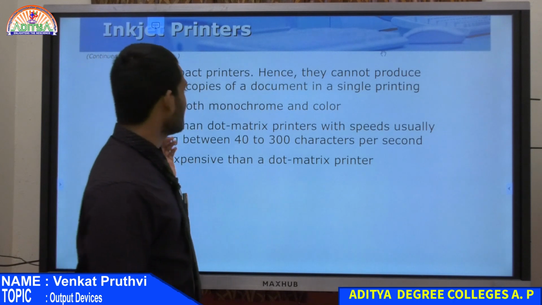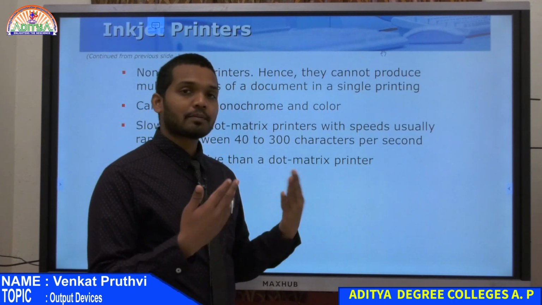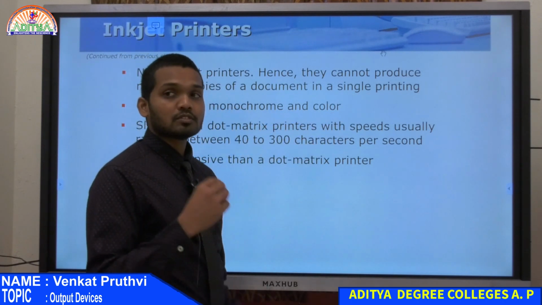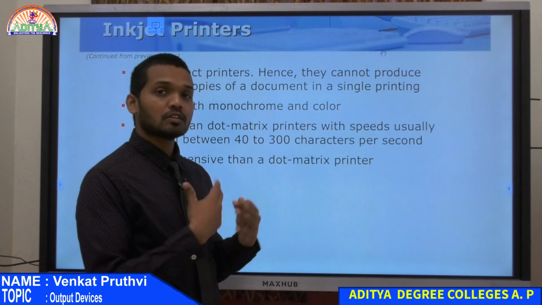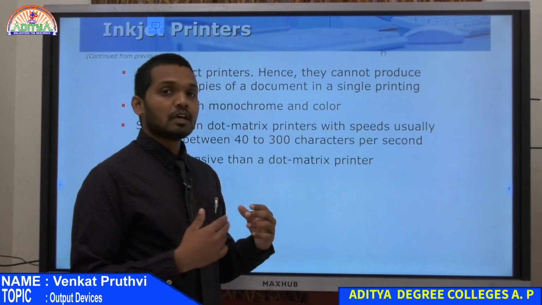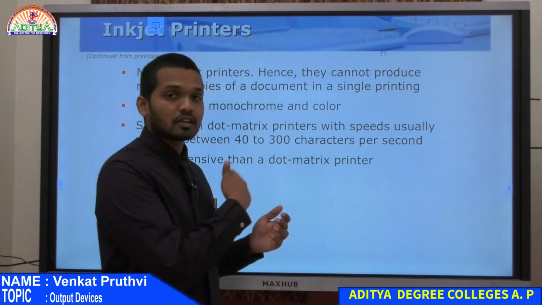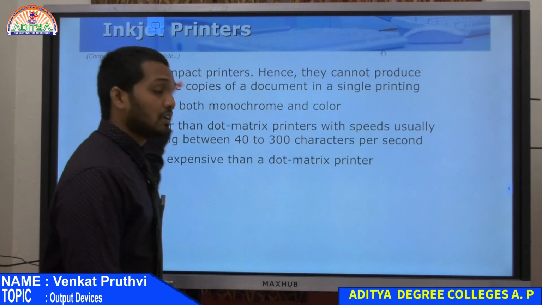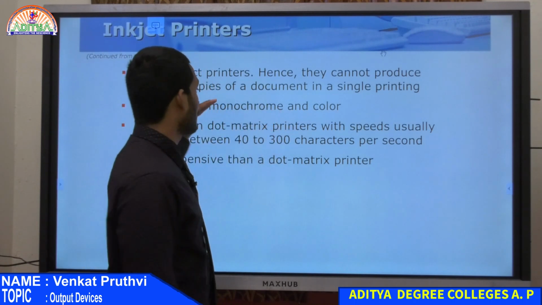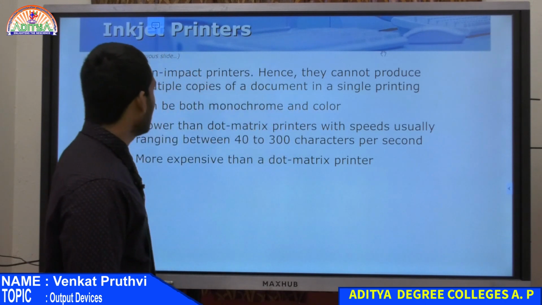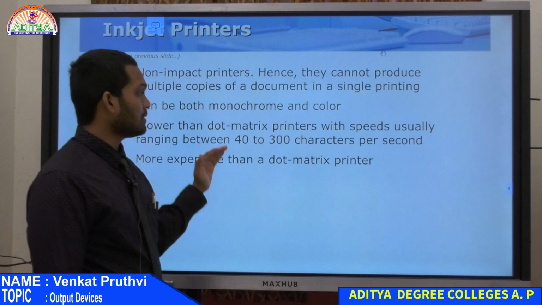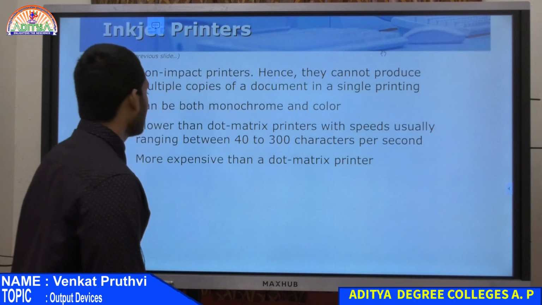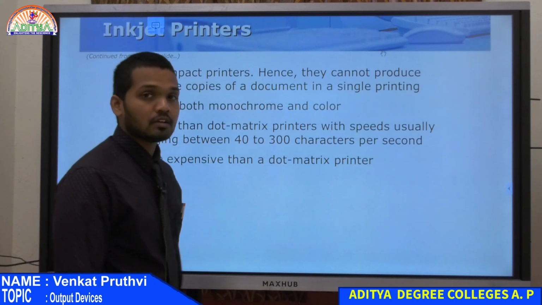And the next thing is, as we are not using carbon paper and they are non-impact printers, they can use color. The reason is we have those 64 nozzles, right? In those nozzles we can fill in different inks, and based on the output that we require, that integrated circuit was helping us to get the required output of the required color. So the inkjet printers are giving us monochrome as well as color outputs, and they are non-impact printers. They are slower than the dot matrix printers, with speeds usually ranging between 40 to 300 characters per second. And these inkjet printers are more expensive than the dot matrix printer.